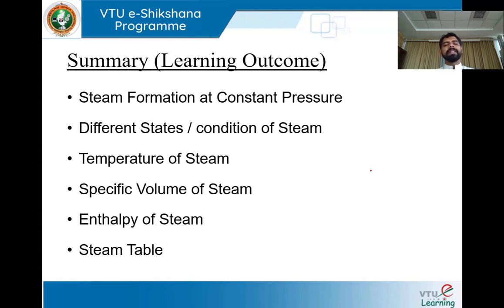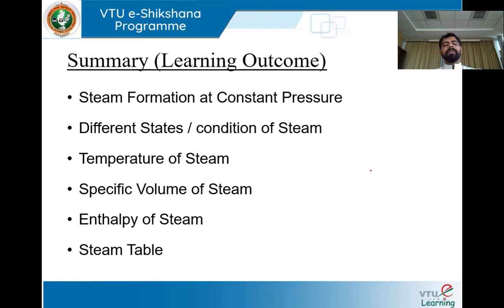Apart from that, we discussed what specific volume means. It is nothing but the volume occupied by unit mass of the substance. Depending on the condition of steam, the volume occupied by wet steam, dry saturated steam, and superheated steam can be calculated. Similarly, enthalpy is nothing but the heat content of the steam. What is the amount of heat required to get that particular condition of steam? There we can find the enthalpy of wet steam, the enthalpy of dry saturated steam, as well as the enthalpy of superheated steam.